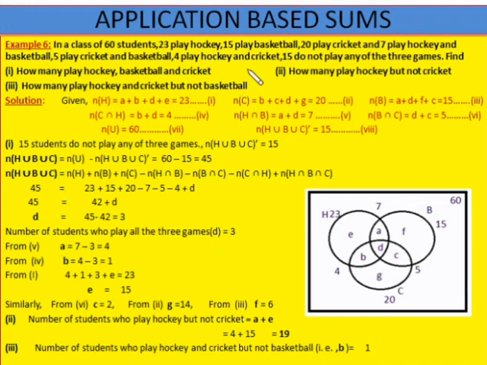Now we need to find in the second question how many play hockey but not cricket. The students who play only hockey, not cricket. Means hockey players are there, not cricket players. The hockey players are E plus A. Here nothing is mentioned about basketball, so we consider the students who take both. The A plus E is our conclusion.